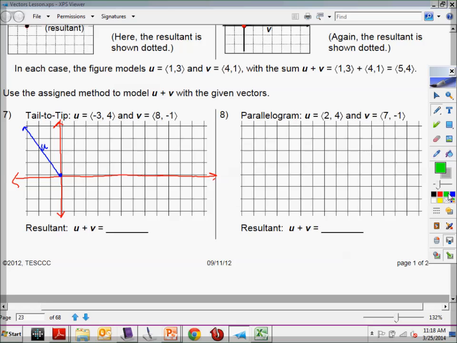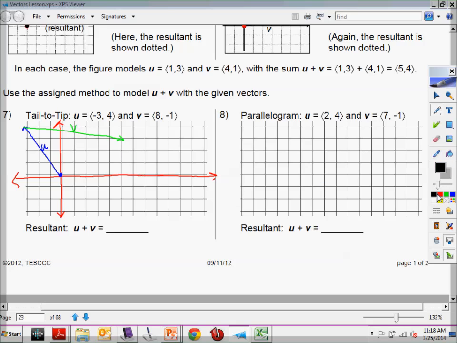Now I'm going to do vector V. With the tail and tip method, what that means is I start where I stop this vector at. So I'm going to start here, and I'm going to go 8 units to the right: 1, 2, 3, 4, 5, 6, 7, 8. And then I'm going to go 1 unit down. So this is where my vector will stop at. And that creates vector V.